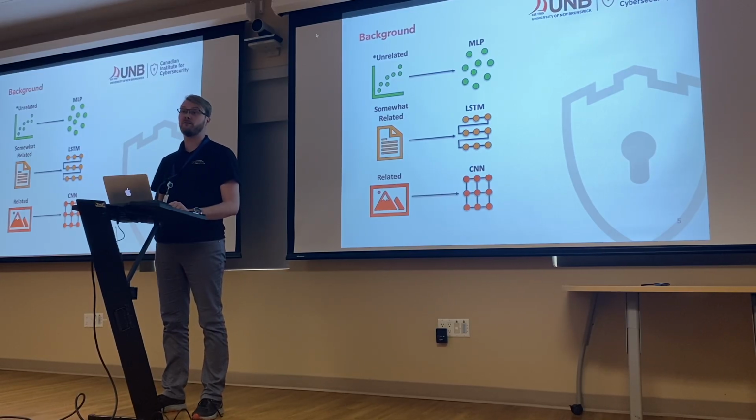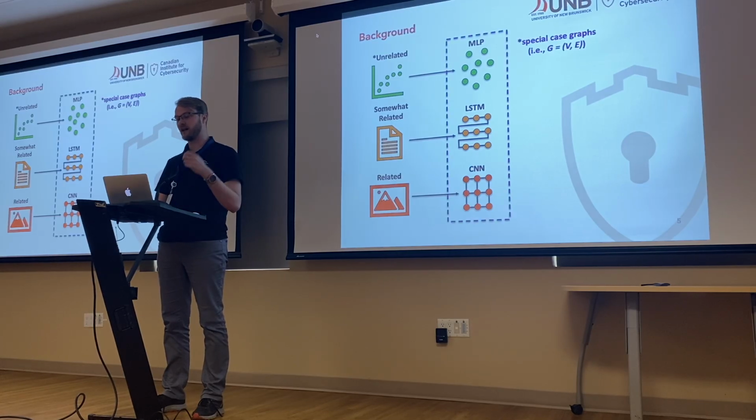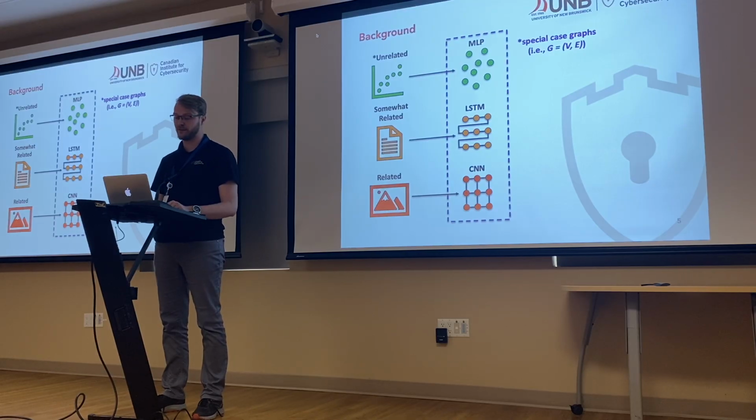So we can use various techniques for this. We might use multilayer perceptrons. We might use LSTMs or CNNs to deal with these different kinds of structures that we see within data. But again, these are all special cases of graphs. And we might say, I don't know about the MLP case or the unrelated case. Graphs need to have edges between the nodes, don't they? And technically, no. Technically, you can have a graph with no edges. As long as it has nodes, that's still perfectly fine. But we might say these are special cases of graphs.